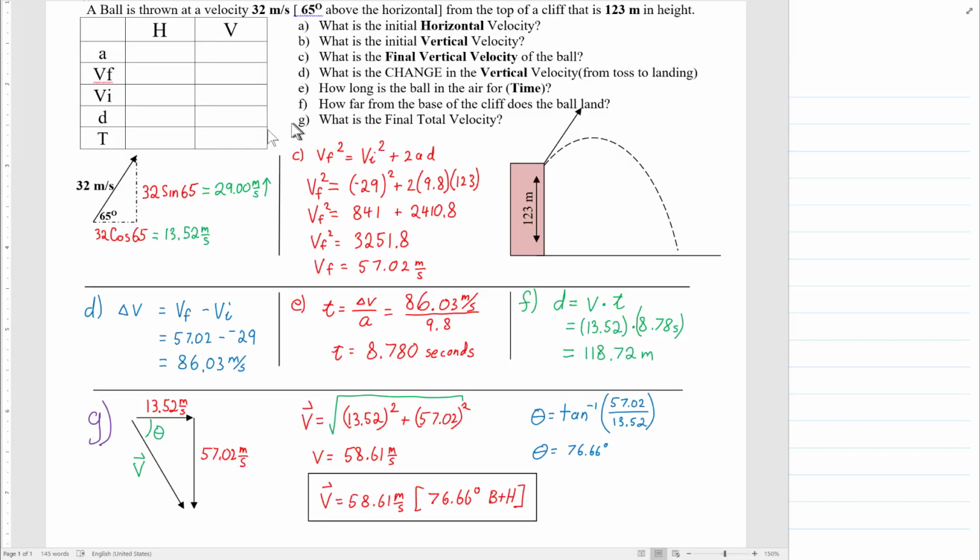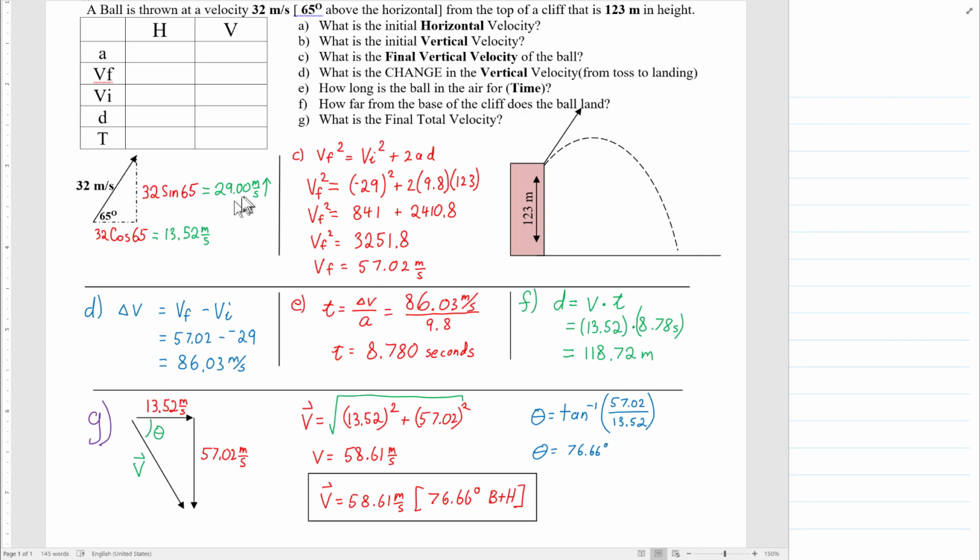Okay, here we go. We first have to do the 32 sine 65 and the 32 cosine 65, just to break it up into its horizontal and vertical components. You find out that the vertical is 29 up, and the horizontal is 13.52. You take this 29 and you square it, and you add 2 times 9.8 times 123, because that's Vi squared plus 2ad. Those are the two numbers. They're both going to be positive. That square rooted, you get the final speed downwards is 57.02.